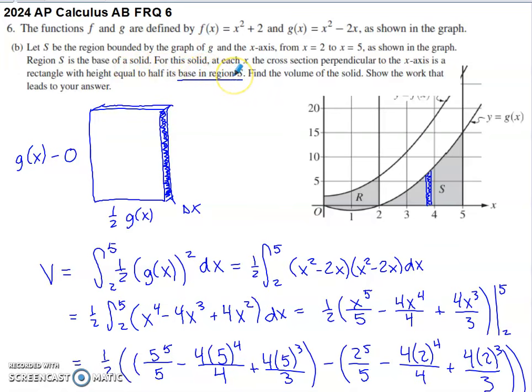So the base of the rectangle sits in the region R. Find the volume of the solid. Show the work that leads to your answer. So this is not setup only. This is find the volume. So we need to set up the integral, and we need to evaluate the integral.